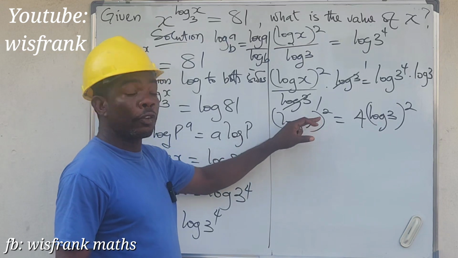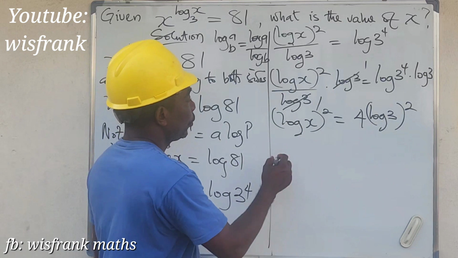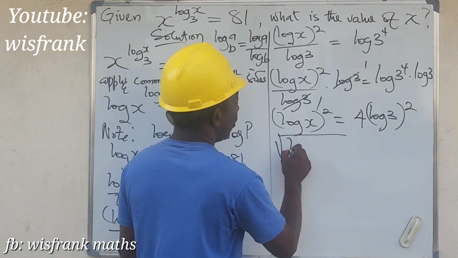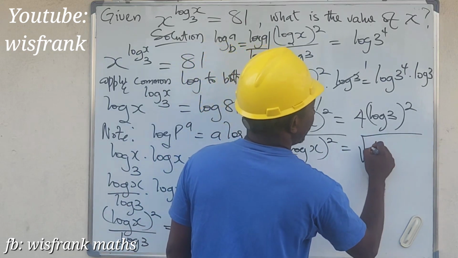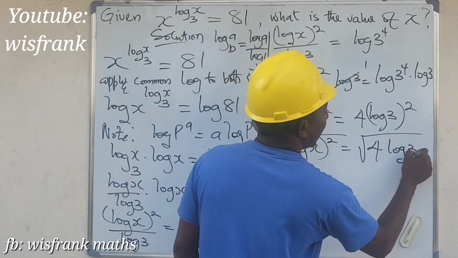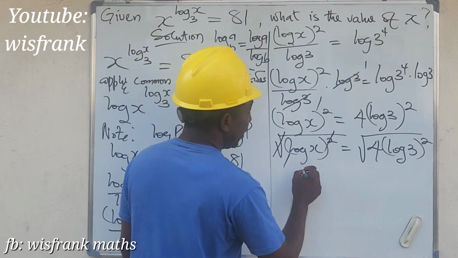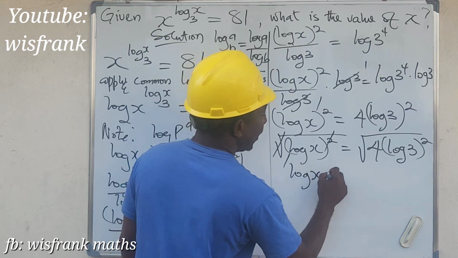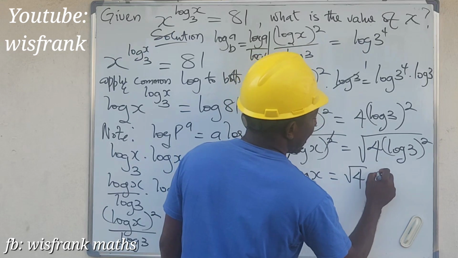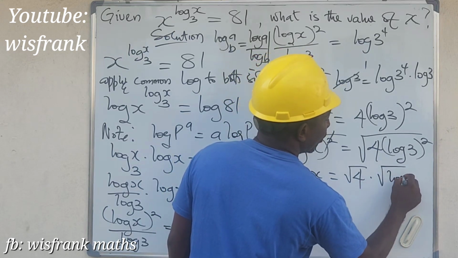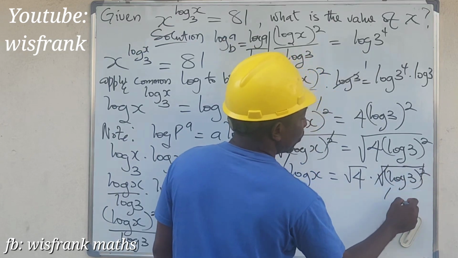For us to clear this parenthesis, we need to introduce square root to both sides. So this will become square root of (log x) all to the power of 2 equals square root of 4 (log 3) all to the power of 2. This one will cancel here and this one will cancel here. We are now left with log x equals the square root of 4 times the square root of (log 3) all to the power of 2. So this will cancel here and this will cancel here.